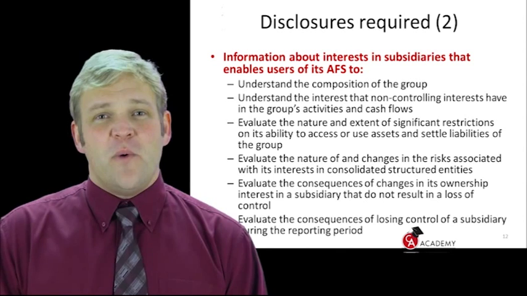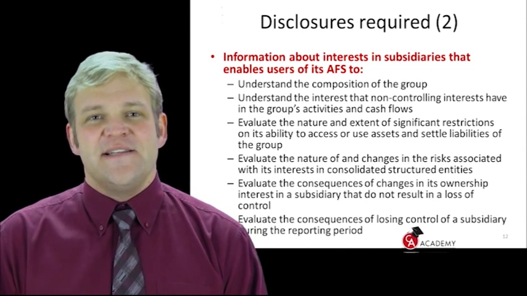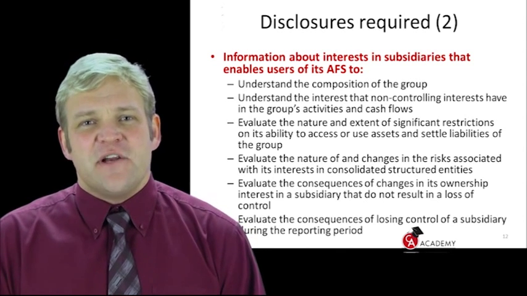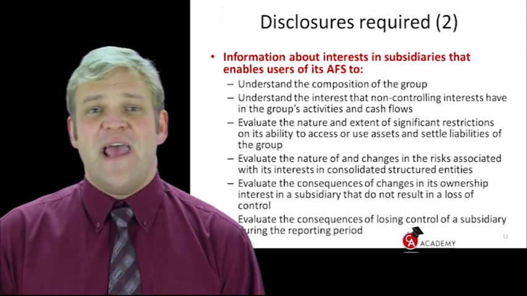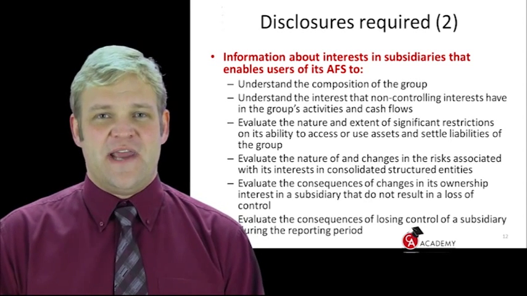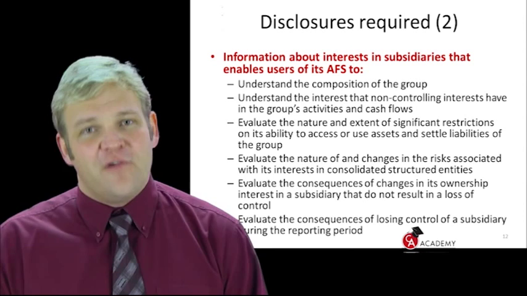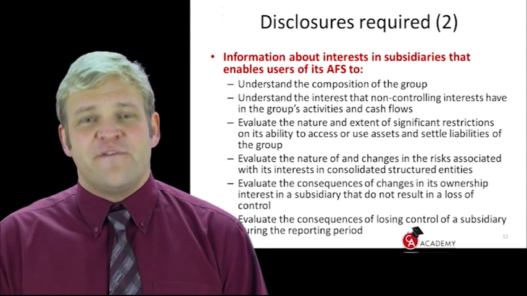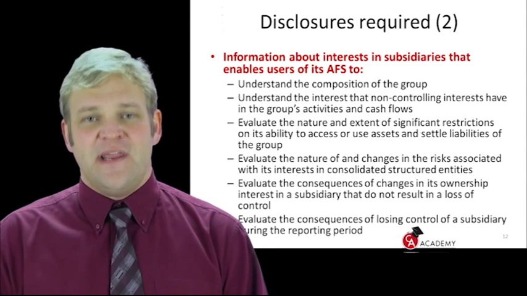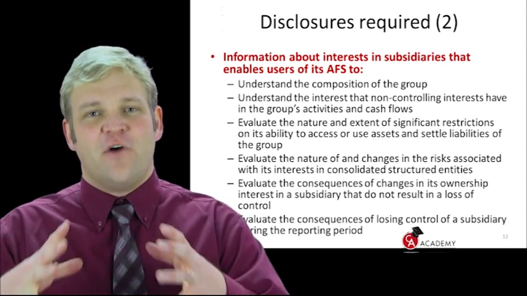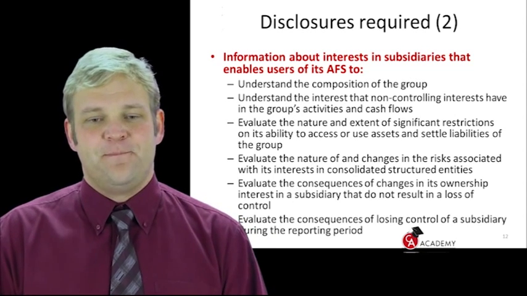Then, secondly, understand the interest that non-controlling interests have in the group's activities and cash flows. So we want to understand who the NCI parties are. Have they been measured at fair value? Have they been measured at NAV at the acquisition date? What is their interest? What is their involvement? Give some more information about the non-controlling interests because they have an effect on the group financial statements.